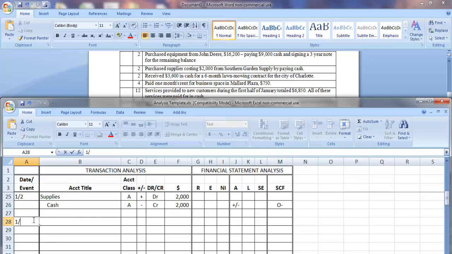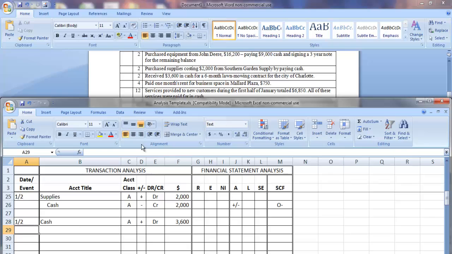We have one more transaction on January 2nd, and that is received $3,600 in cash for a 6-month lawn mowing contract for the city of Charlotte. First two words, received $3,600, next two, in cash. So what's happened to our cash account? That is increased by $3,600.